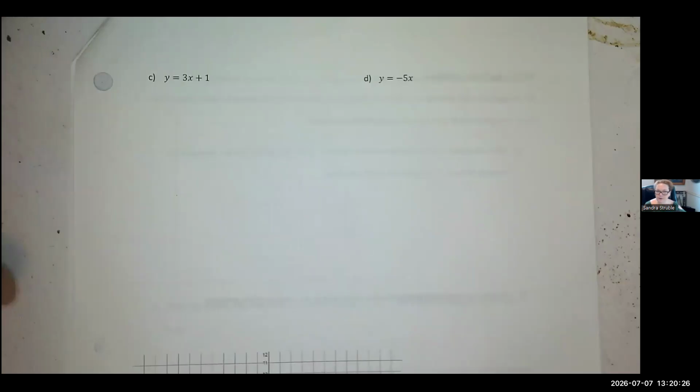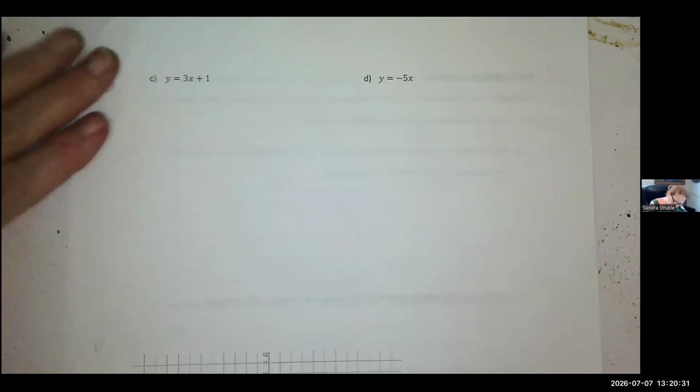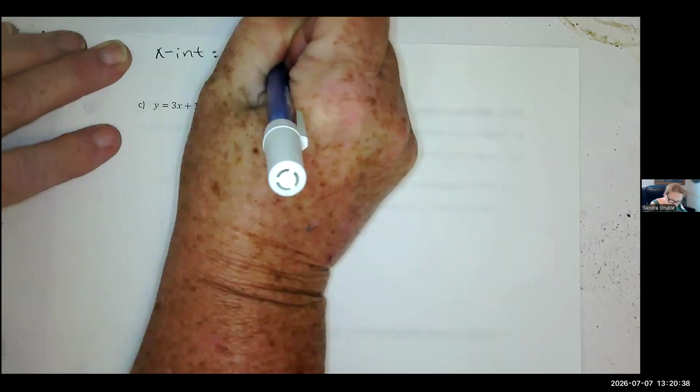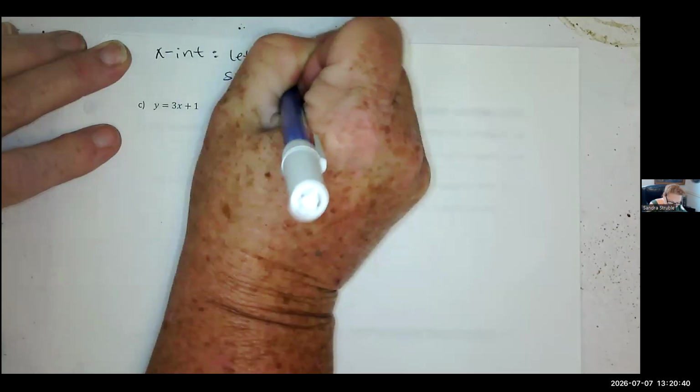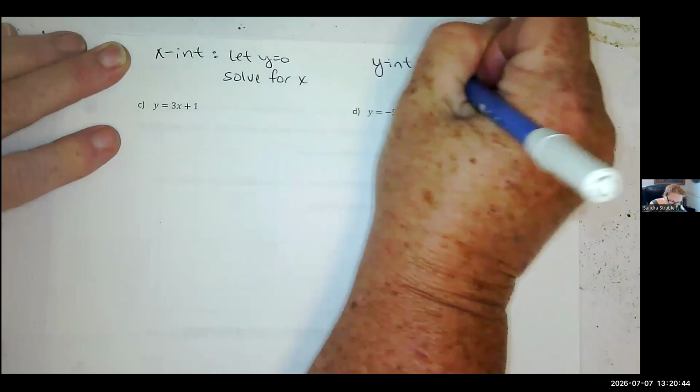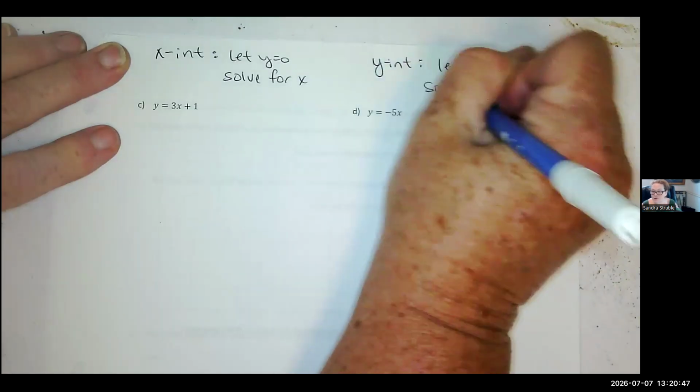Okay, we're doing the same thing on the next, I'm guessing? Yeah. Okay, so pause the video, attempt these yourself, find the x and y intercepts, plot them, graph them, label them. That's it. So I'll rewrite it up here. To find x-intercept, you let y equal 0, solve for x. Y-intercept, let x equal 0, solve for y. All right, pause the video and attempt these yourself, and I'll be right back.